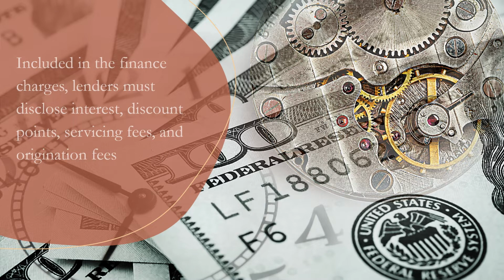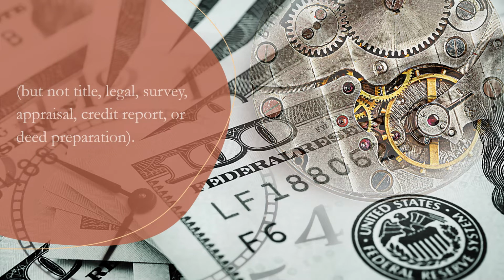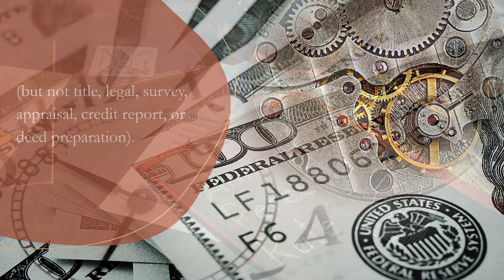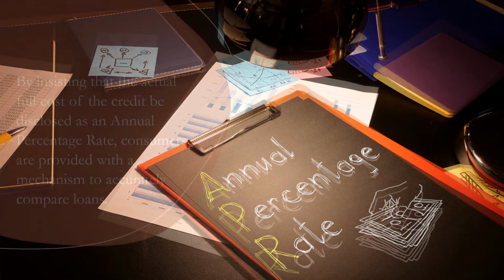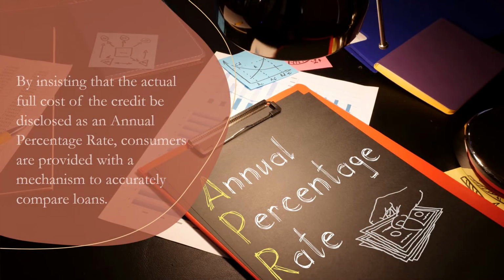Included in the finance charges, lenders must disclose interest, discount points, servicing fees, and origination fees. But they are not forced to disclose things like title, legal, survey, appraisal, credit report, or deed preparations. By insisting that the actual full cost of the credit be disclosed as an annual percentage rate, consumers are provided with a mechanism to accurately compare loans.